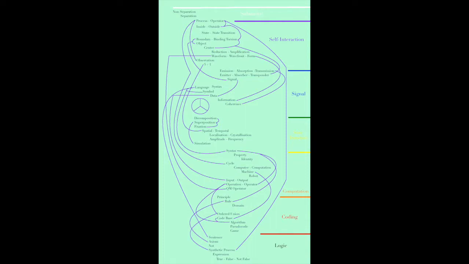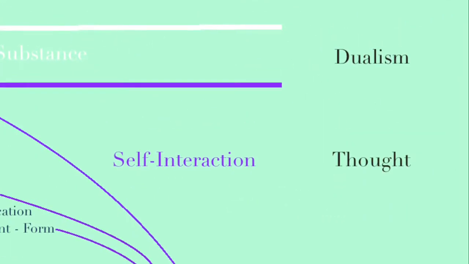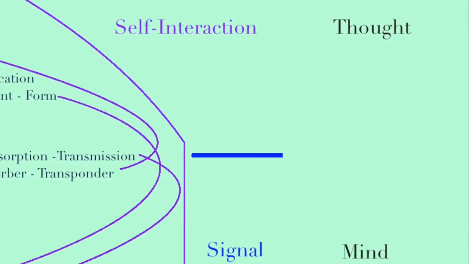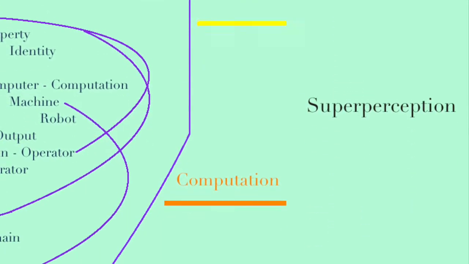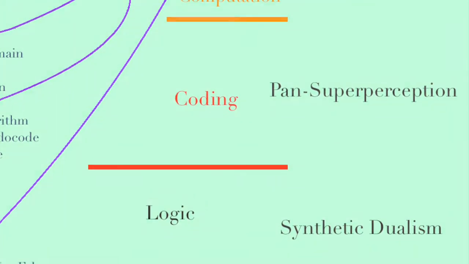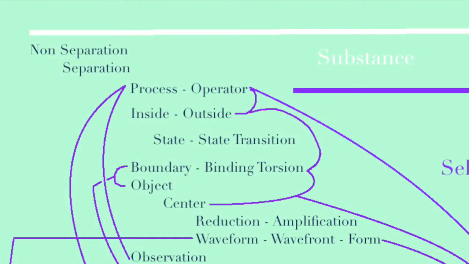This diagram denotes the journey from matter into measurement. It contains 7 levels on which matter is meaningfully distinguished: substance, self-interaction, signal, state transition, computation, coding, and logic.